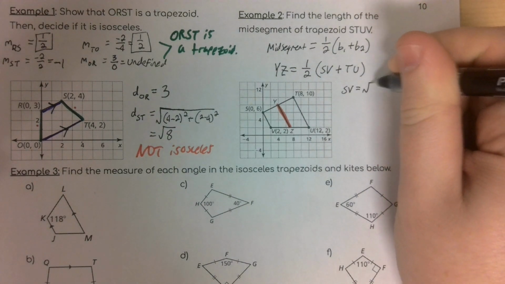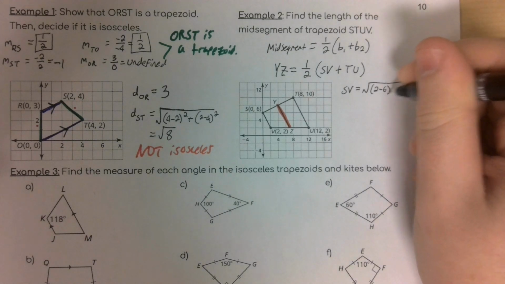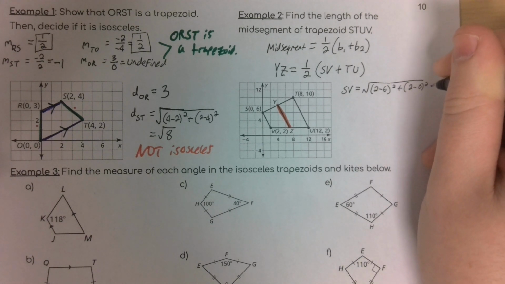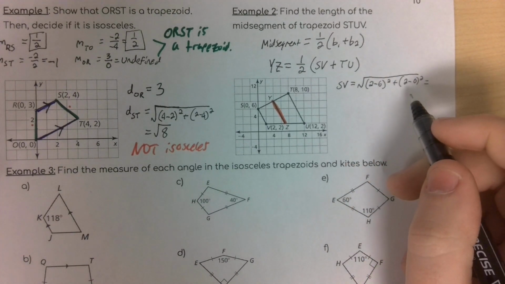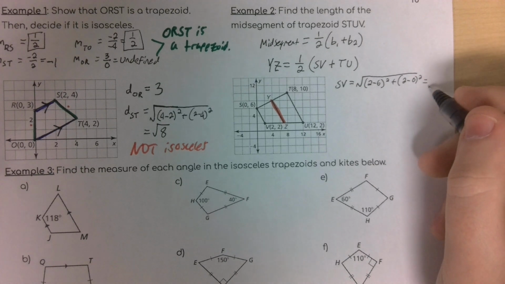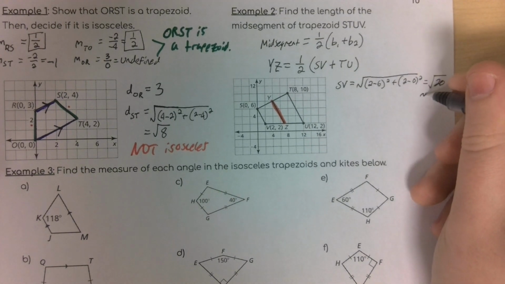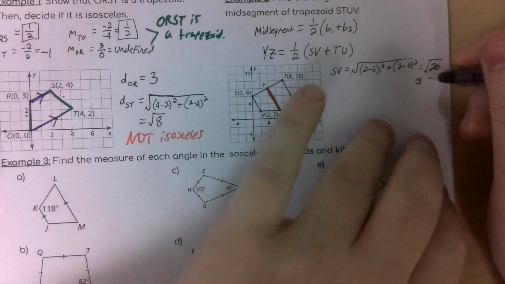To find the distance for SV, we'll use the distance formula once again. Subtract the two y values, subtract the two x values. The distance from S to V looks like it's going to be the square root of 20. For those who are curious about what the square root of 20 is as a decimal, we end up getting that the square root of 20 is 4.47.